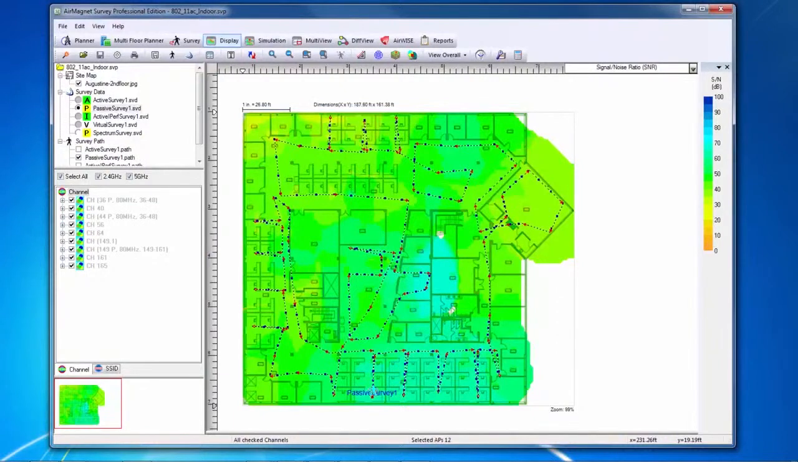Noise level heat maps, as well as the signal-to-noise ratio heat map, can be valuable to determine whether or not noise is playing a key factor in the performance of a network.